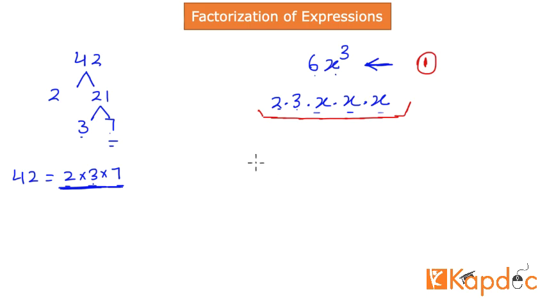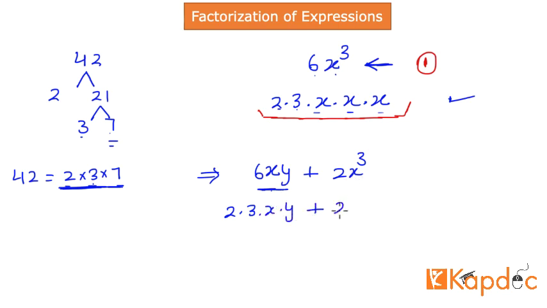Let's say we have a binomial. In this case, the binomial expression is 6xy plus 2x cube. Now you want to divide this entire expression into its individual factors. The technique is still the same as what we have learned in the previous example. You look at each term and see how you can divide each term into its individual factors. So 6 can be divided as 2 times 3, and x and y can be written as they are. And the second term can be written as 2 times x times x times x, a product of 3 x's.